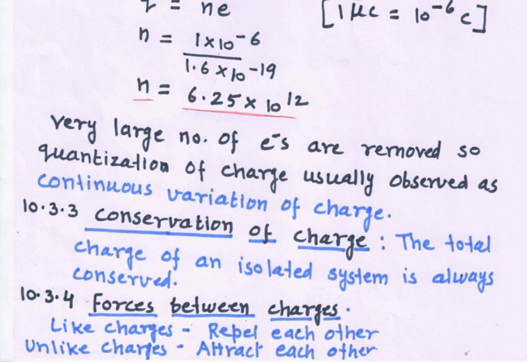So we cannot create charge, we cannot destroy charge, and the total amount of charge of an isolated system is always conserved. This is the statement of the conservation of charge. What we are doing is transferring charge from one body to another, so that the total charge of an isolated system is always conserved.